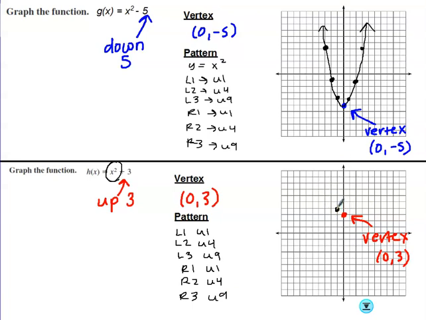Left 1, up 1, back to the vertex. Left 2, up 4, back to the vertex. Left 3, up 9 is a little off my graph. Back to the vertex. Right 1, up 1, right 2, up 4, and right 3, up 9 would be maybe right about there. Connect the dots best we can, and there's the graph of your parabola. We did not change the pattern because there's no multiplication or division. The only thing that changed is where the vertex is.